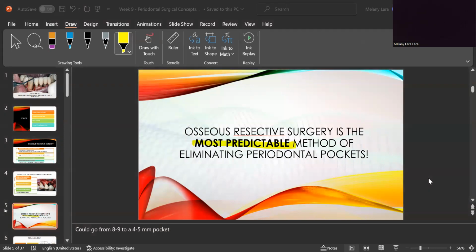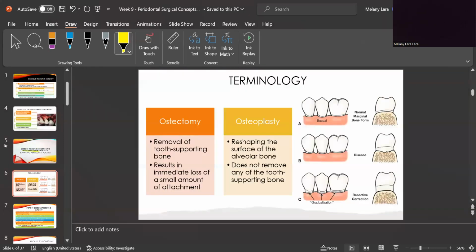So some terminology here. You guys know these terms already, so I'm just going to quickly go through them. Ostectomy and osteoplasty. These two terms come into play when we're talking about our resective surgeries. Ostectomy, we're going in and actually removing the tooth-supporting bone. We're removing that alveolar bone pocket. Now, this obviously is going to result in an immediate loss of attachment. Okay. Small units, but there's still going to be attachment loss happening, right? So it's for the greater good of eliminating pockets. Okay.